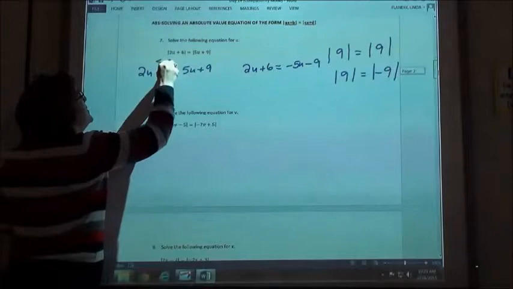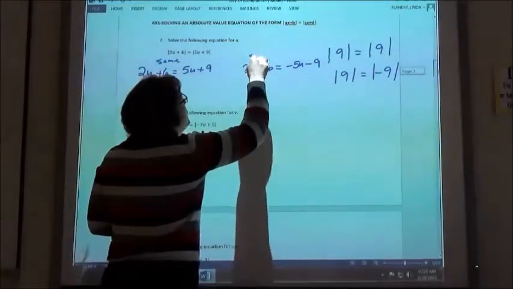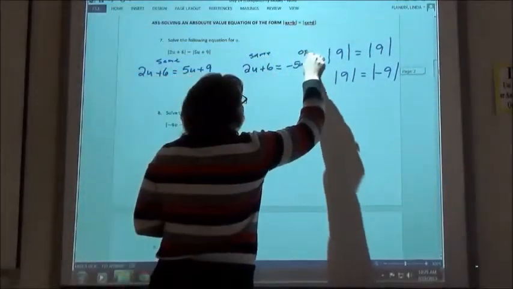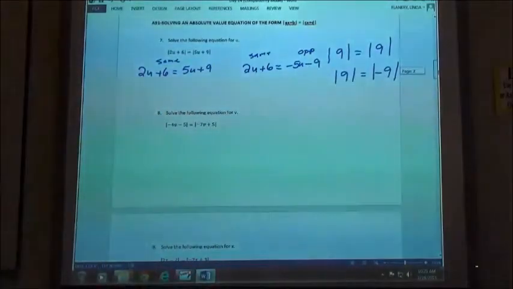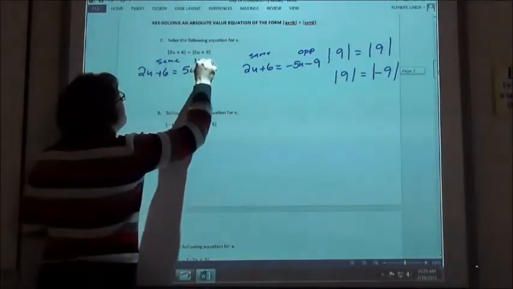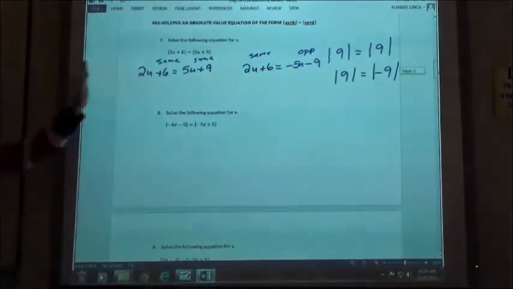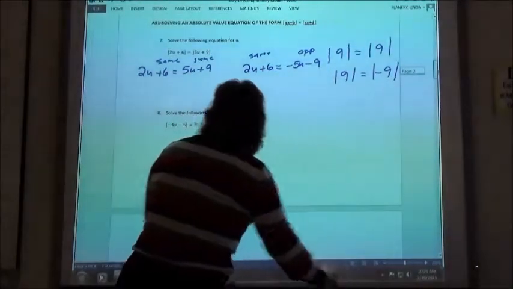So one side stays the same. One side you do the same with the opposite. Same and same. And then you just solve each of those separately like we solve all our other stuff.